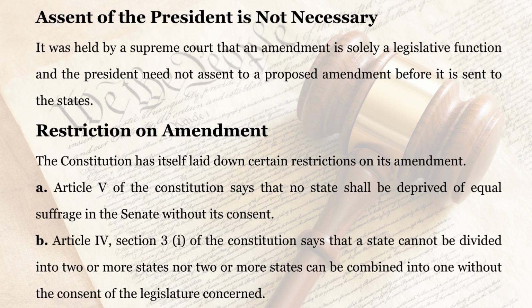Restriction on amendment. The Constitution has itself laid down certain restrictions on its amendment. A. Article V of the Constitution says that no state shall be deprived of equal suffrage in the Senate without its consent. B. Article 4, Section 3, of the Constitution says that a state cannot be divided into 2 or more states, nor can 2 or more states be combined into one without the consent of the legislature concerned.